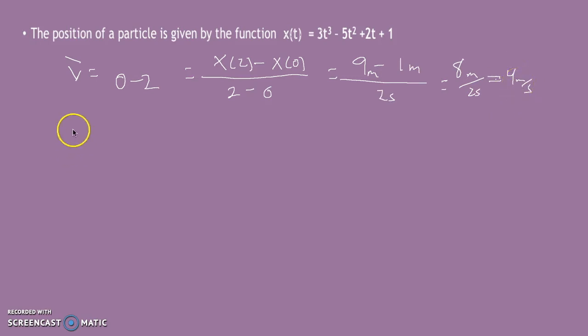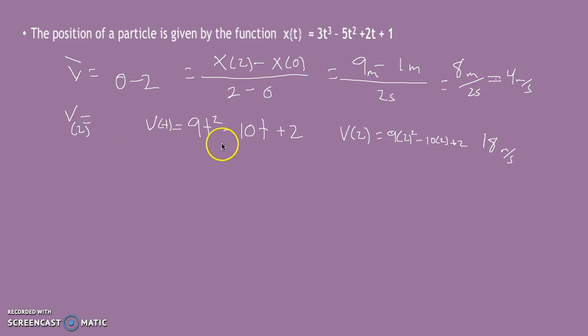Okay, so the next thing I want you to do is actually to find the instantaneous velocity at 2 seconds. Okay, so the velocity at 2 seconds would have been 18 meters per second. In order to get this, remember you had to go to this function right here, take the derivative to find the velocity function, and then substitute into there.